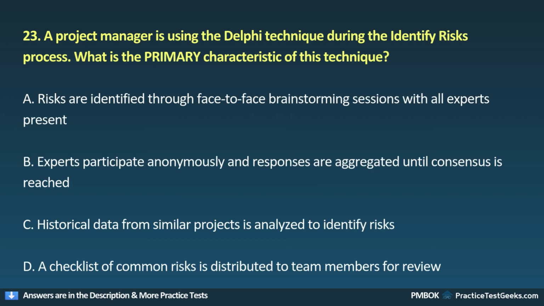23. A project manager is using the Delphi technique during the Identify Risks process. What is the primary characteristic of this technique? A. Risks are identified through face-to-face brainstorming sessions with all experts present. B. Experts participate anonymously, and responses are aggregated until consensus is reached. C. Historical data from similar projects is analyzed to identify risks. D. A checklist of common risks is distributed to team members for review.